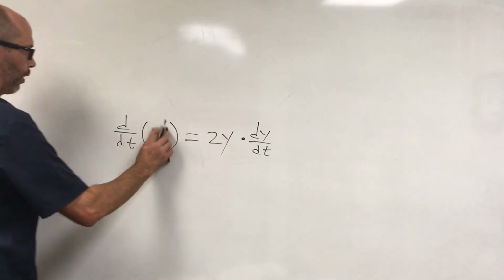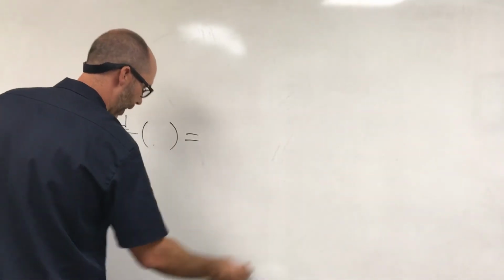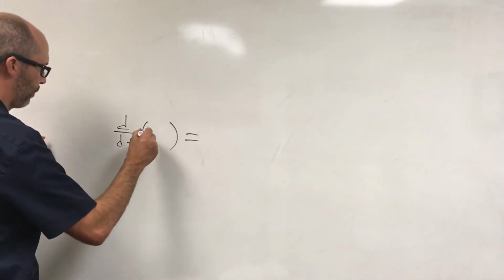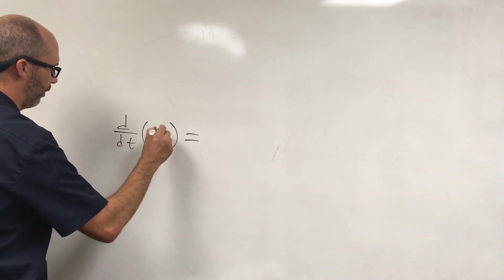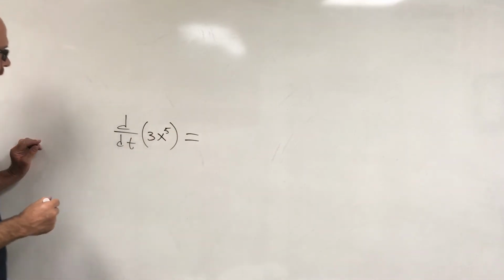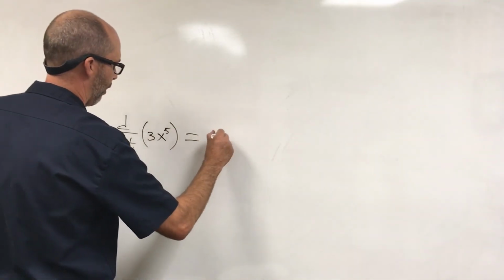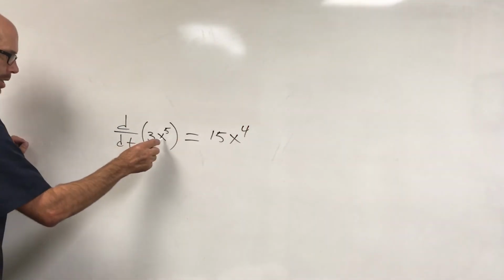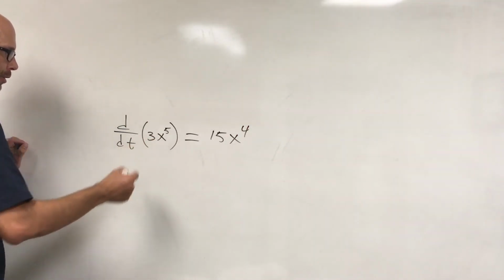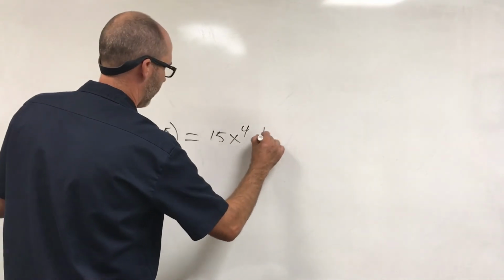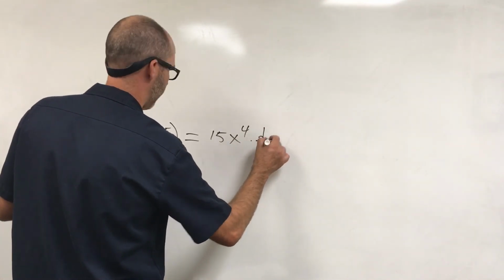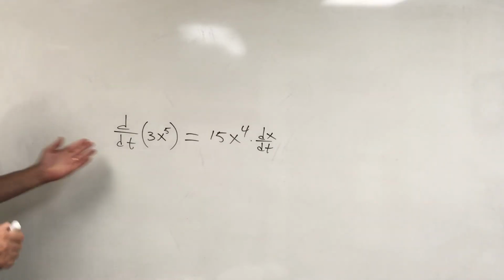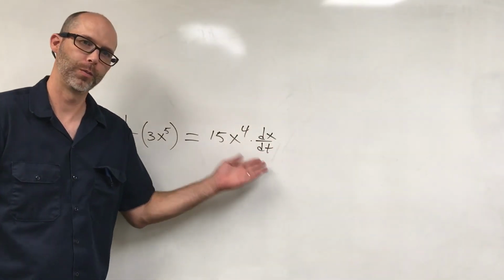So now let's do a few more just for a little practice. Let's say we have 3x to the fifth. Okay, this is going to be 15x to the fourth. Now you ask yourself, is that a t? Are those different? If they're different, you got to tack on the dx dt. And really, this is just the chain rule. This is just the chain rule.